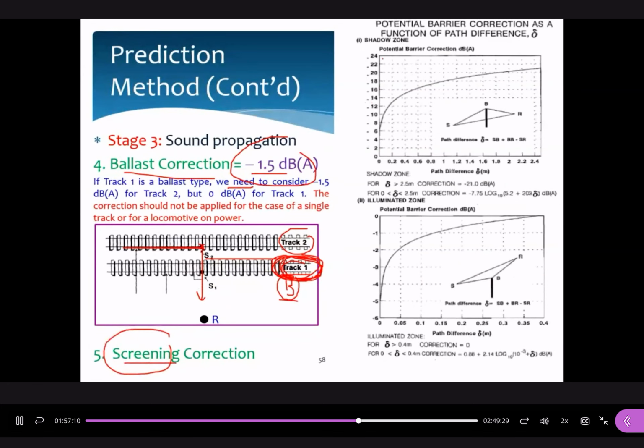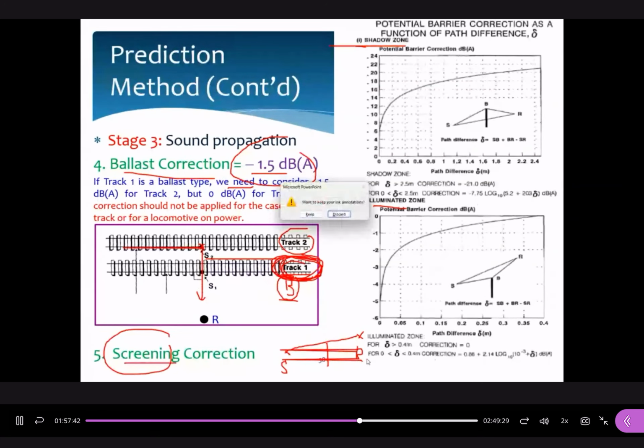Okay, another one, screening corrections. For the screening corrections, we may make use of these two figures, figure 1 and figure 2. Figure 1 is the shadow zone and figure 2 is the illuminated zone. Do you remember how to identify this one? If we have a source and a receiver here, we draw a straight line, if this is a barrier, to see which side the receiver is on.